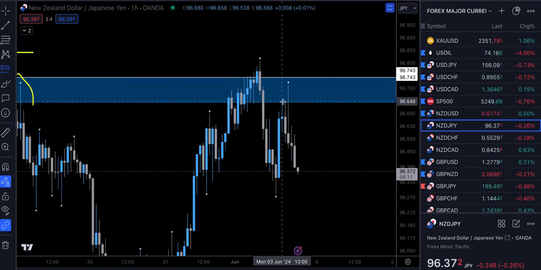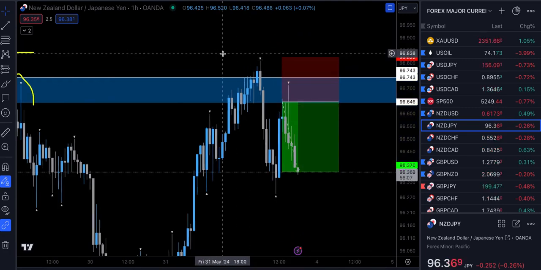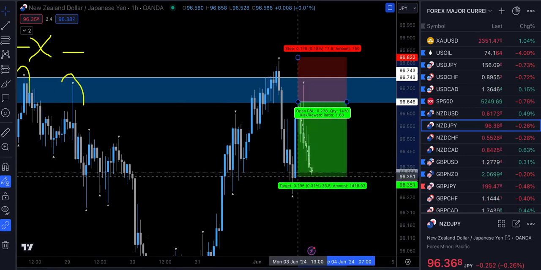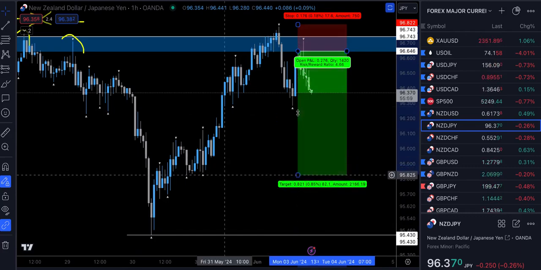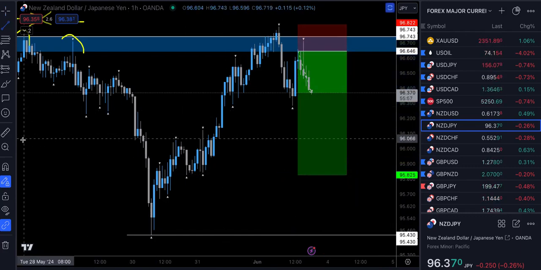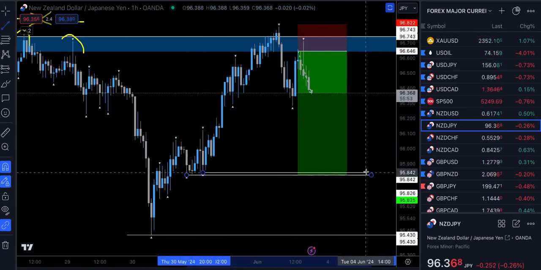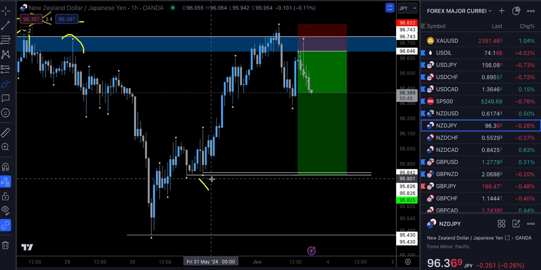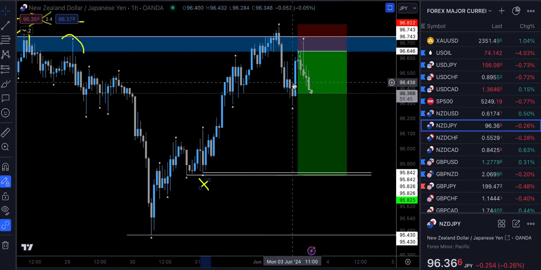You've got clear invalidation above this level here. Clear invalidation, and then ultimately, at the moment, price is moving at a 1 to 1.5. We're doing very, very well. And ultimate targets, for me personally, are going to be at this sort of double bottom region here. So this is on the hourly. There's certainly liquidity resting below here. The sort of double bottom area.